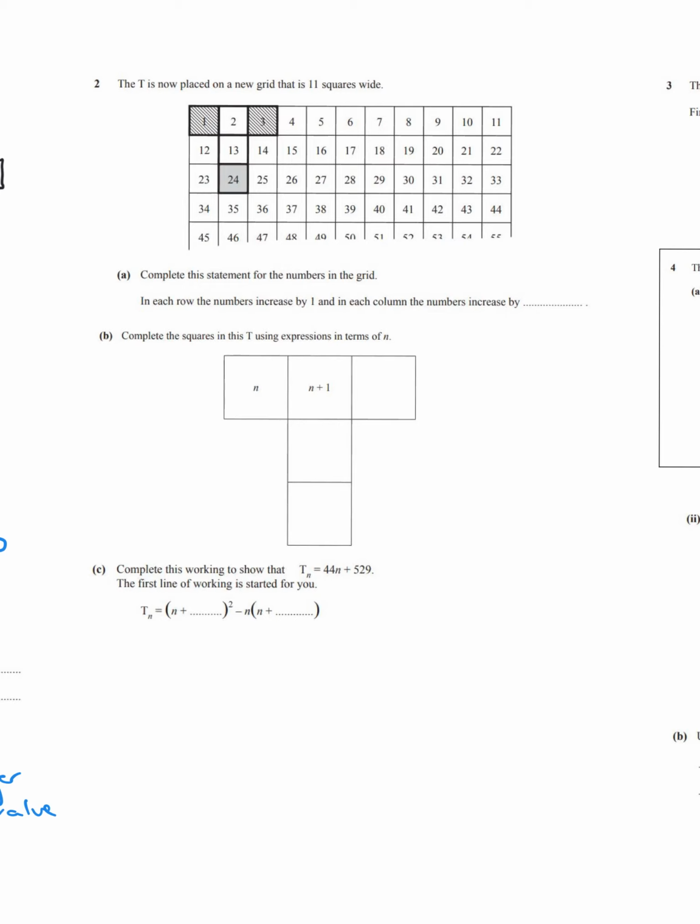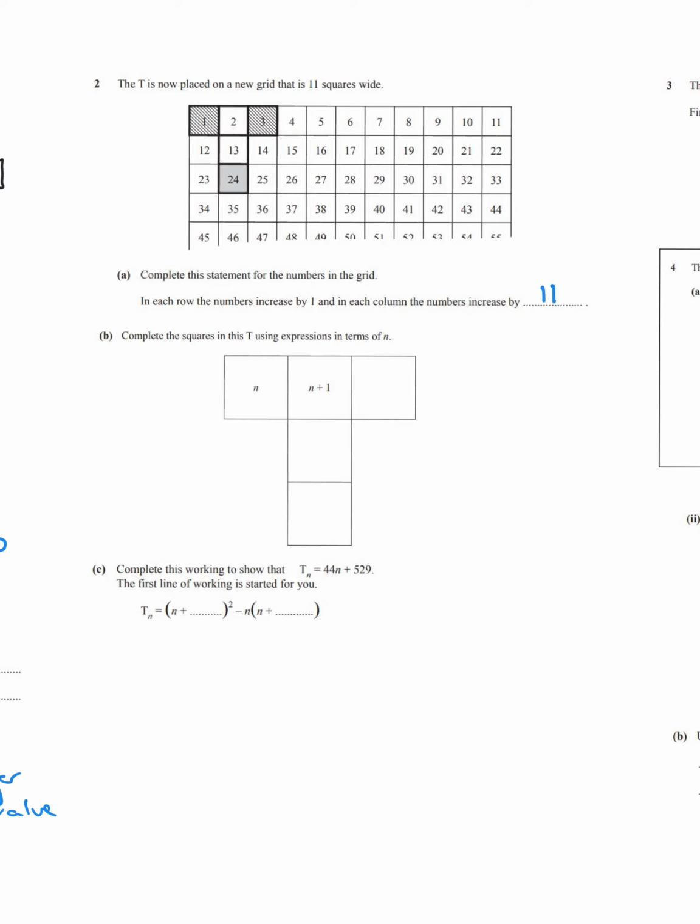Question 2. Complete this statement for the grid of numbers. In each row, the numbers increase by 1. That makes sense to me. It's increasing by 1 as I go across. Doesn't matter where I am, it's increasing by 1. And in each column, the numbers increase by, it's going 5 up to 16, 1 up to 12, 2 up to 13. I think that's increasing by 11.